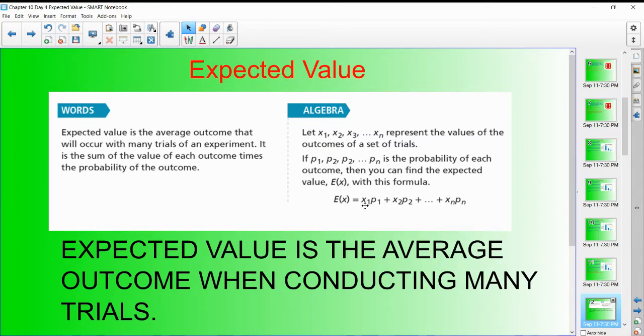So today we're going to need to know what outcomes are possible, what the probabilities of the outcomes are, and then we're going to add them after we multiply. So it's the average outcome when conducting many trials. It's not what's going to happen in any single trial, but what can I expect to do if I do 100 trials? What should each trial be approximately?